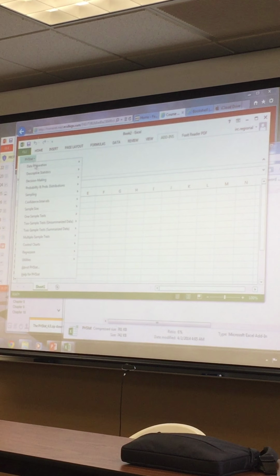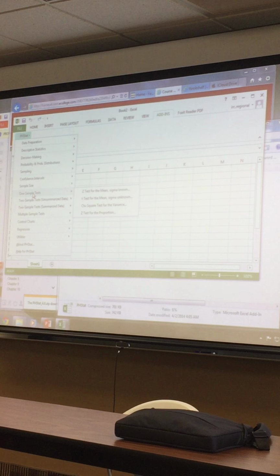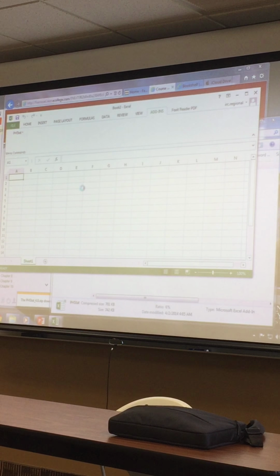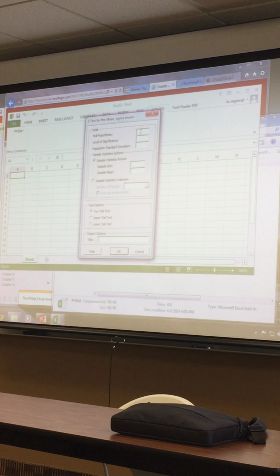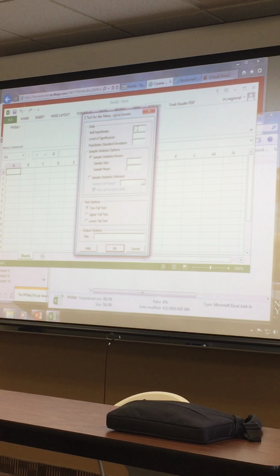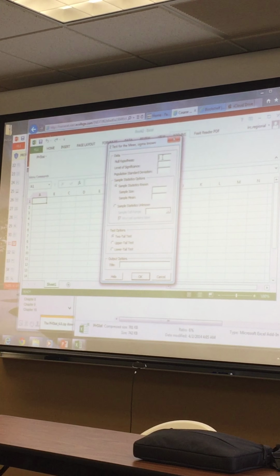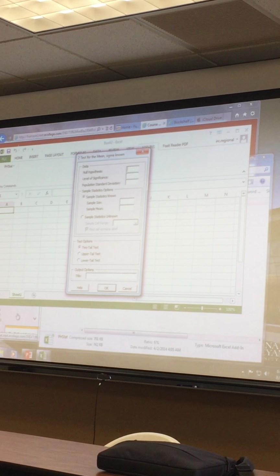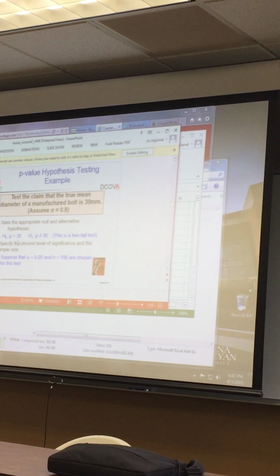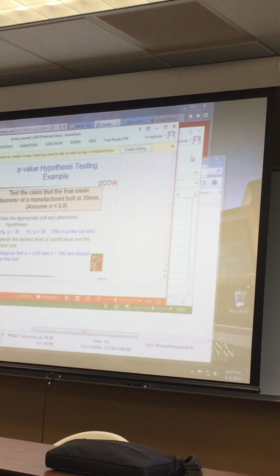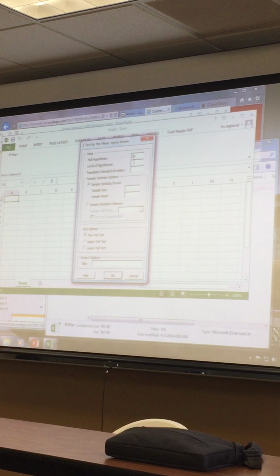pH stat, and we're going to go to one sample test. We've only got one sample here, and sigma's known. All right, our null hypothesis is what? I didn't write it down. Mu equals 30. Okay? So that's 30. Level of significance is 0.05.